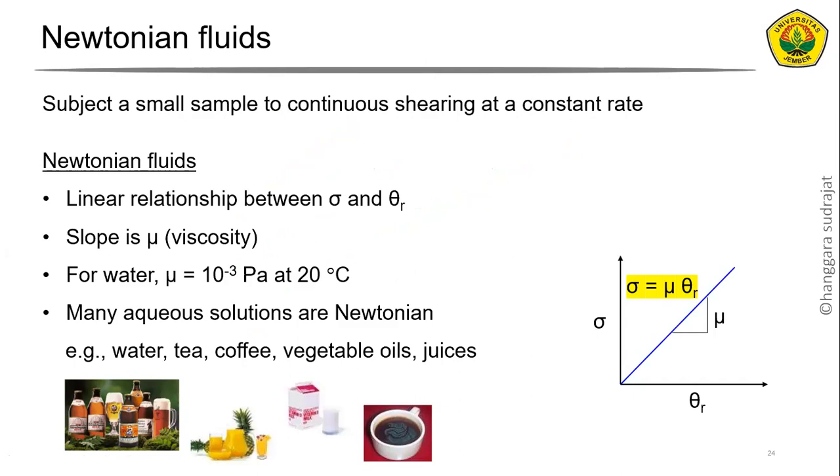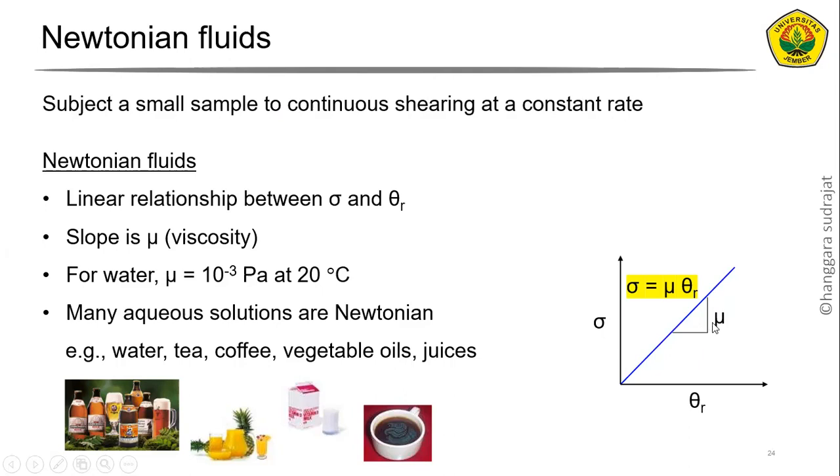Now, please consider the behavior of a fluid that is under steady flow. If we subject a small sample to continuous shearing at a constant rate, then we can make a plot of shear stress versus shear rate. As I mentioned before, we can get a linear relationship between them. If this is the case, then this type of linear relationship tells us that this is for a Newtonian fluid. The slope is mu, and mu is viscosity.